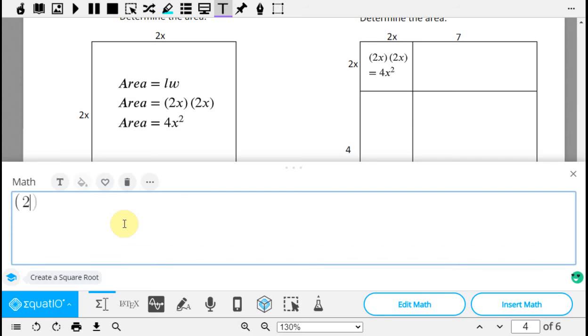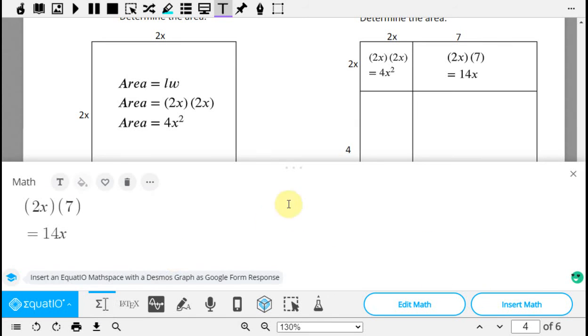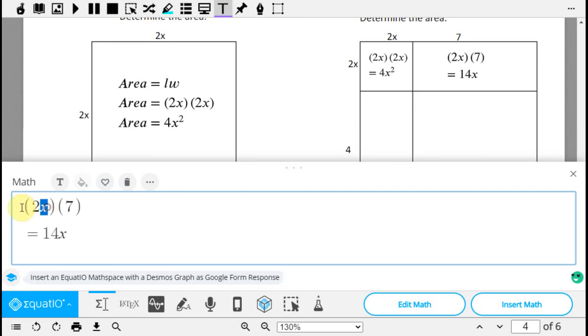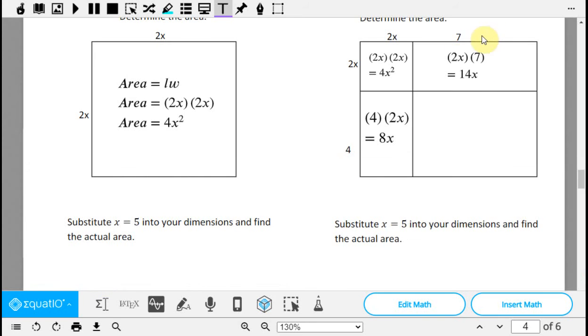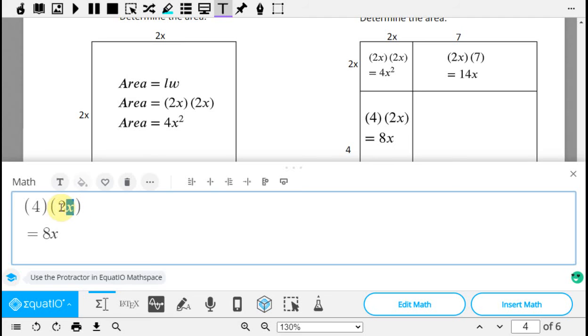The next square is 2x times 7, and that equals 14x. Then we have 4 times 2x. Four times 2 is 8, and there's an x, so that leaves us with 8x. And finally, 4 times 7, which is 28.